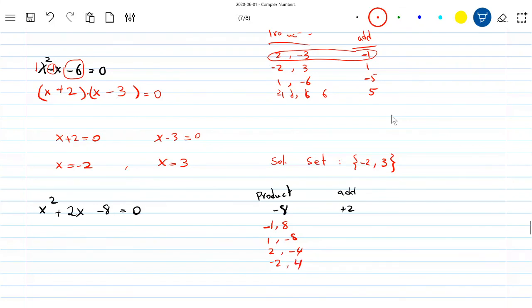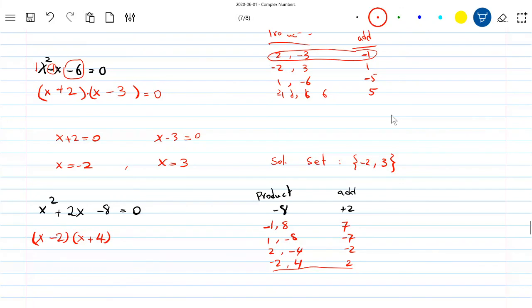How about the sum? Negative 1 and 8 add to 7, this is negative 7, this one is negative 2, and this is 2. Which one do I want? The very last one. They have a product of negative 8, and if you add them, it's positive 2. So what are the factors? It's (x minus 2) and (x plus 4).